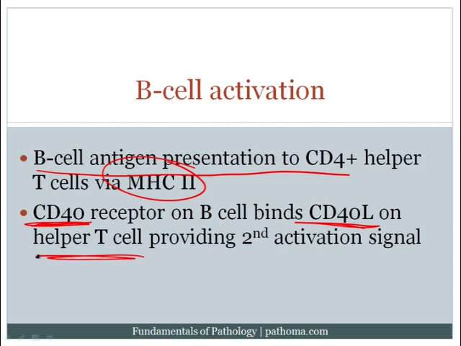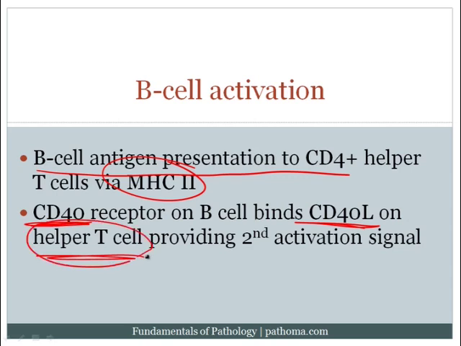The first would be for antigen to bind surface IgM, which then causes the B cell to become a plasma cell and secrete IgM. And the second would be for the B cell to consume the antigen, to present the antigen on MHC class 2, for the CD4 positive T cell to then recognize it, and then the B cell would give a second signal, which is CD40, to the helper T cell, and that CD40 second signal would provide the activation signal that would then activate the T cell.